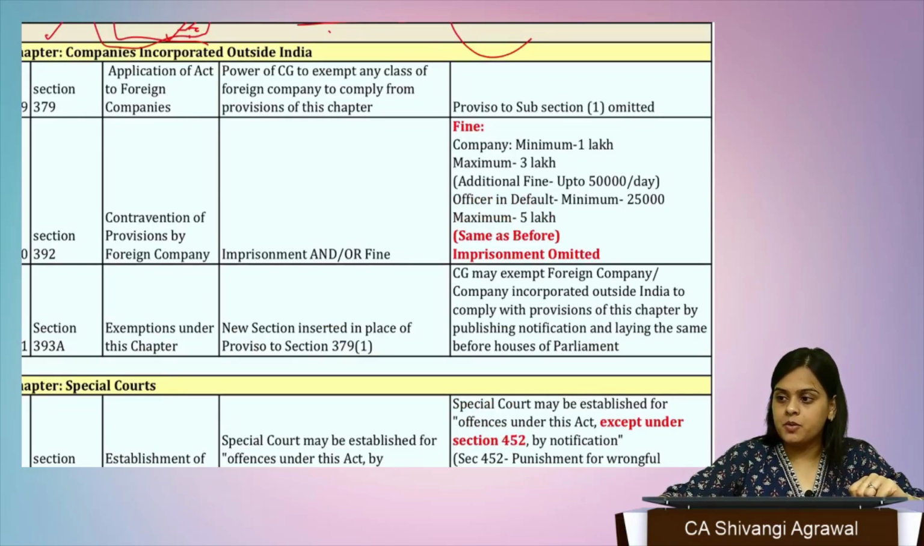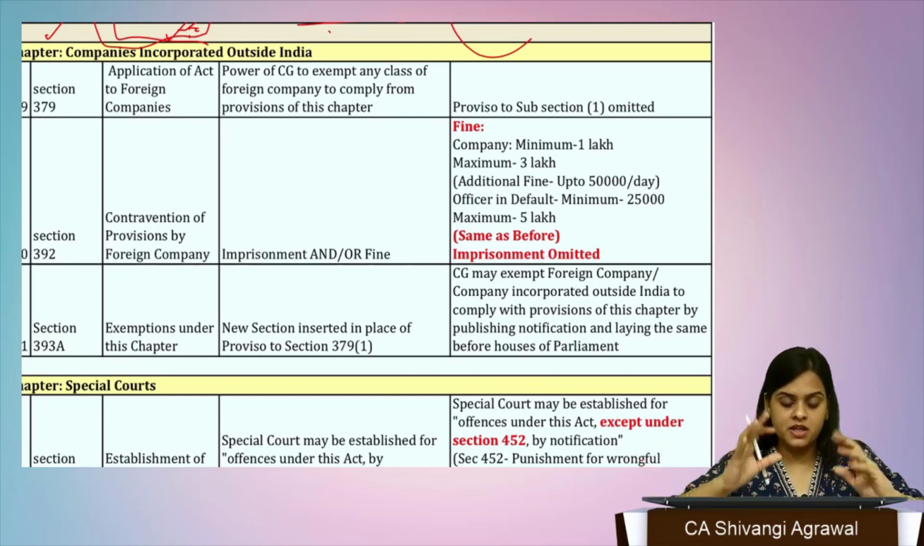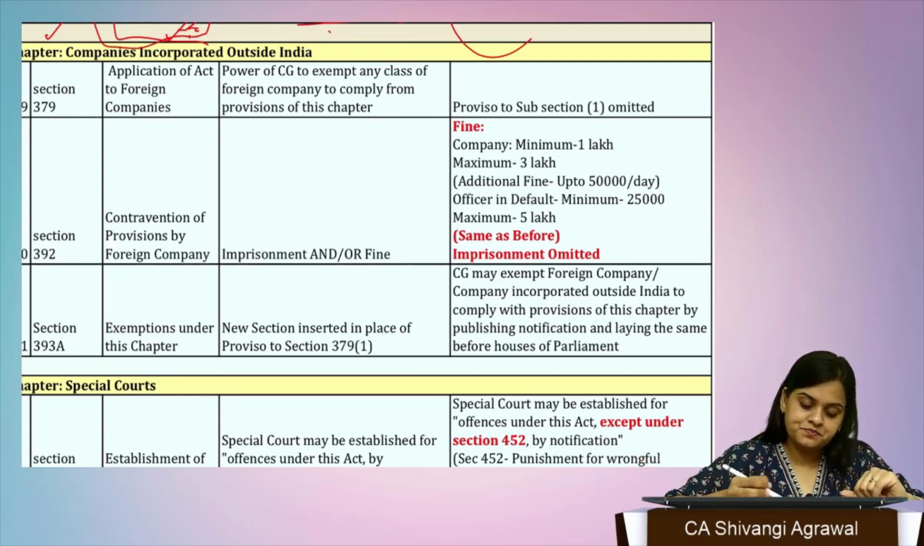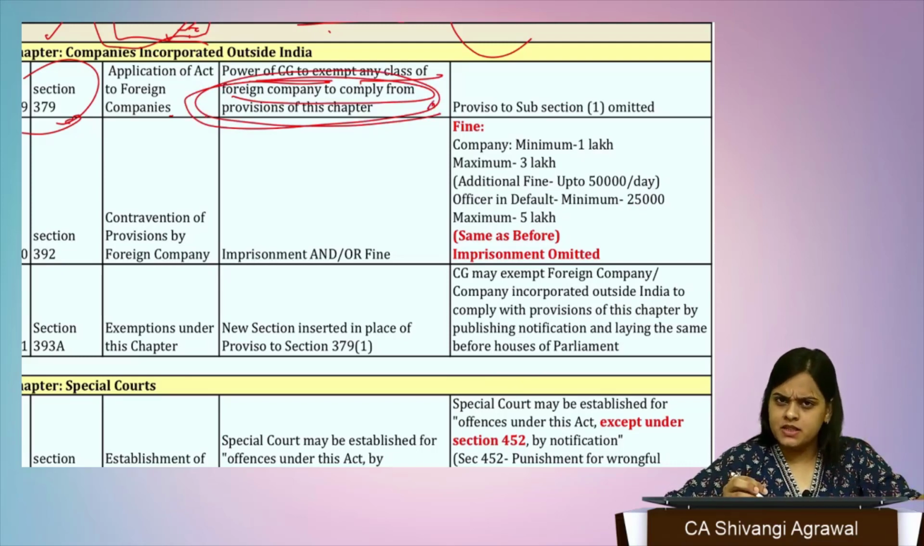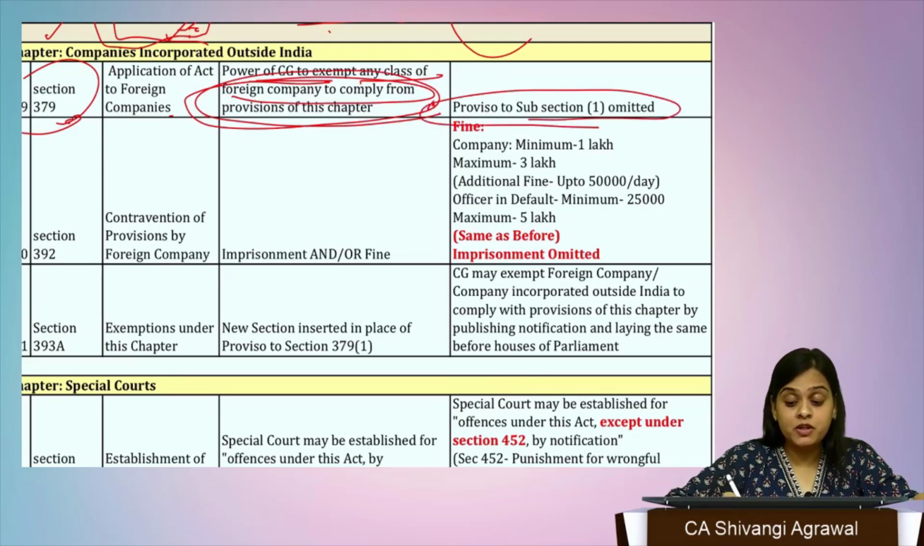Now companies incorporated outside India, which we call foreign companies also, if they have a place of business, some connection in India. Now, section 379, it's just that earlier there was power with the central government to exempt any kind of foreign company. Okay, that you don't need to comply with these provisions. Now this proviso has been omitted.